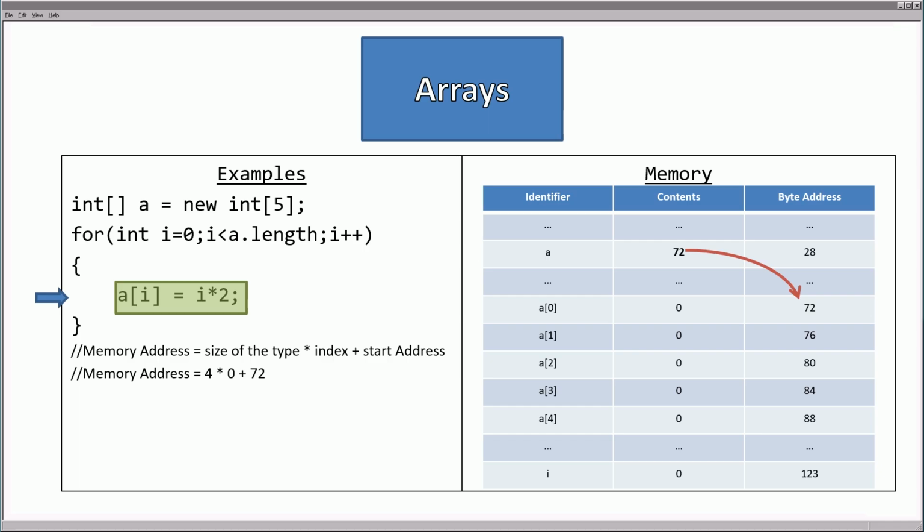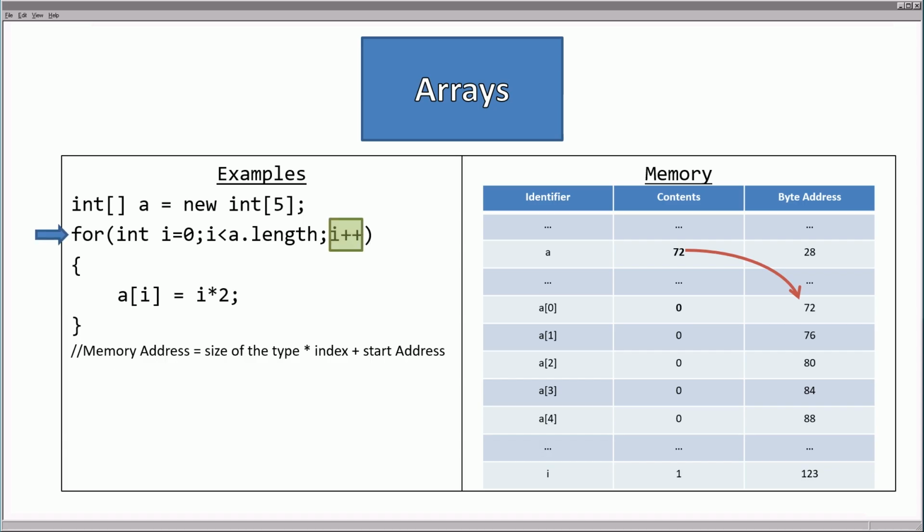Another way to think about this is whenever you are indexing into an array, what you have here is the type. Now, as this is an integer, this is 4 bytes in memory. You take the 4 bytes and multiply it by the index inside of here and add it to the start address. In this case, the start address is 72. The amount of bytes is 4. 4 times 0 is 0 plus 72, so assign the value at 72, value of 0.